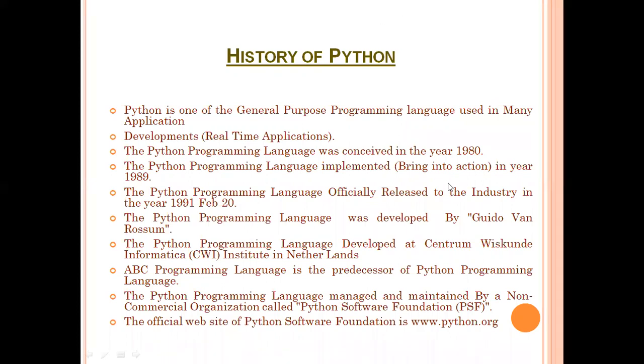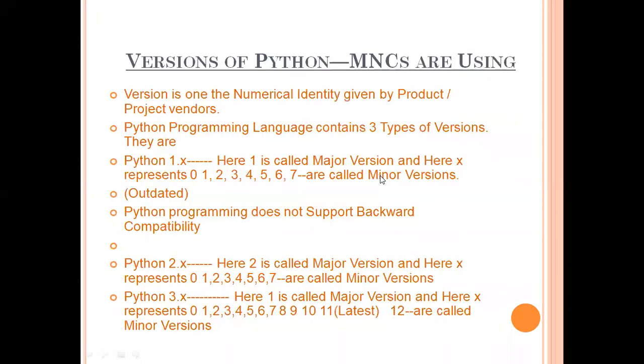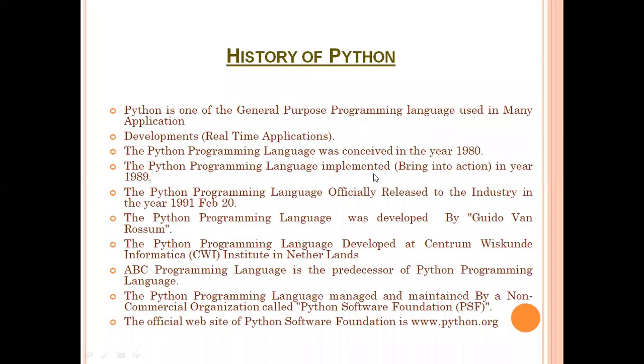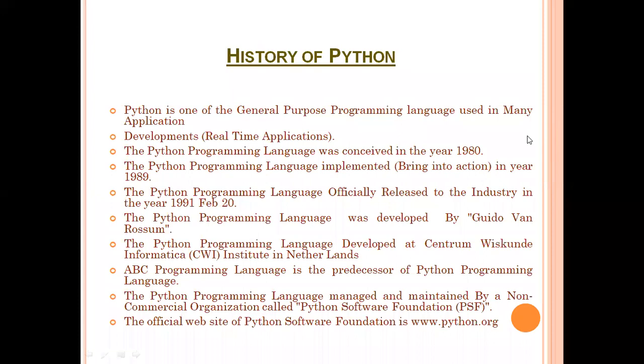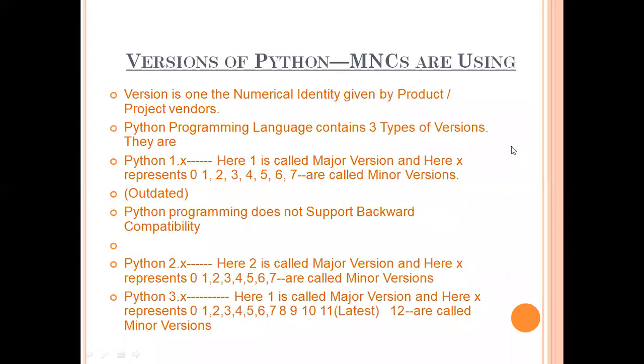Okay. As I've told you, the official website is www.python.org. Now, what are the versions of Python that MNCs are using? A version is a numerical identity given by the project. The Python programming language contains three types of version. How many types of version do we have? As I've mentioned, three types of version.